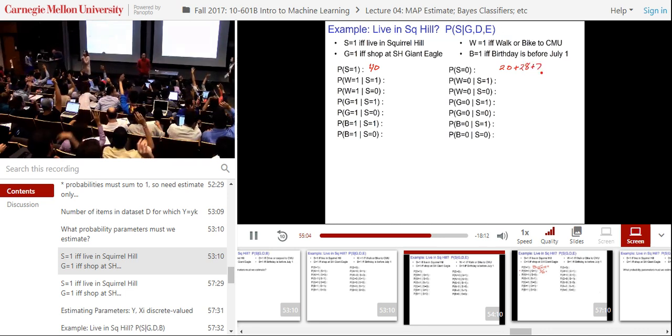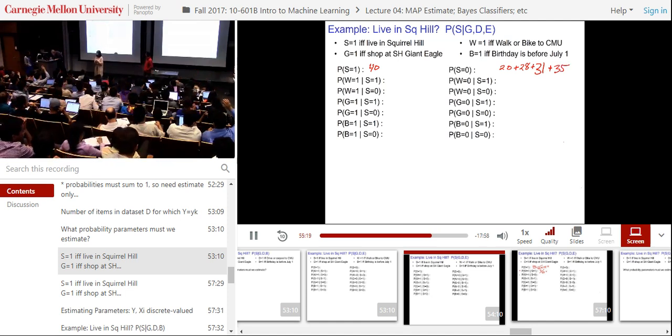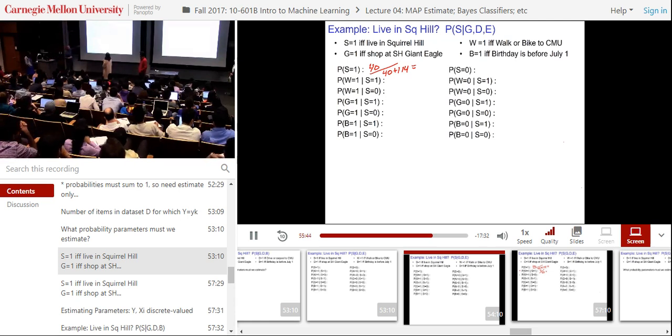28, thank you. 31, 21, 31. 31. 35, 35, good. My calculator reveals that this is 48, 79, 114. Okay, so the prior probability of living in Squirrel Hill is 40 over 40 plus 114. My calculator can work on the decimal number for this and let us know. Meanwhile, let's move on to training on the probability.